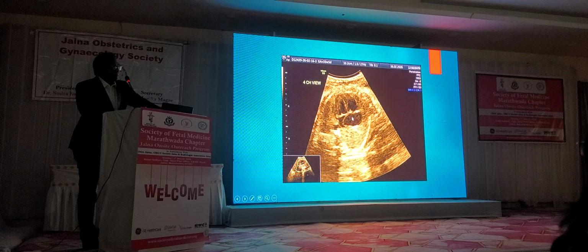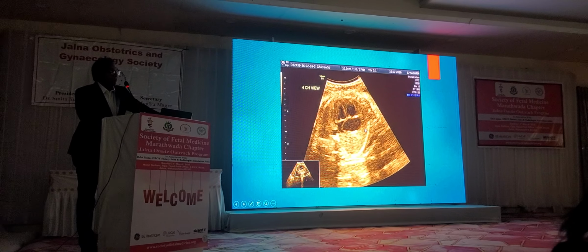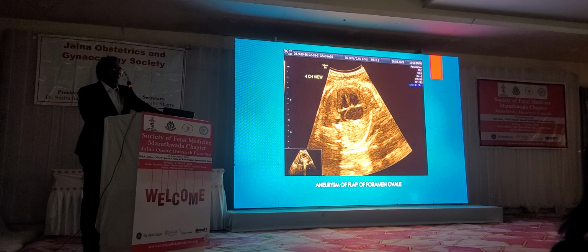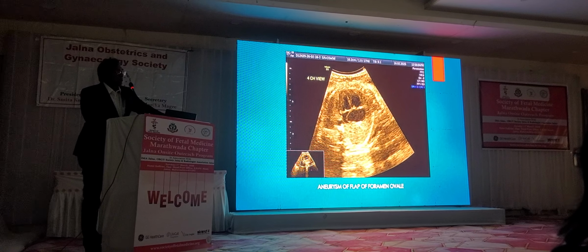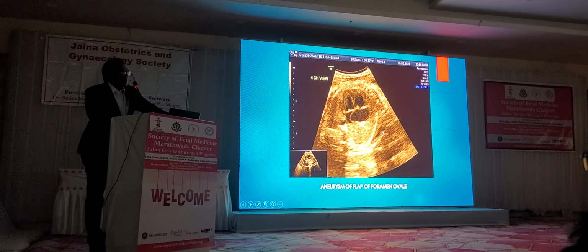Anything abnormal here? You can see this. The foramen ovale flap going more than half of the left atrium, plus hypermobile. That is an aneurysm of the flap of foramen ovale. It is again a normal variant. The only thing is sometimes you will see a narrow left ventricle, like in this case.